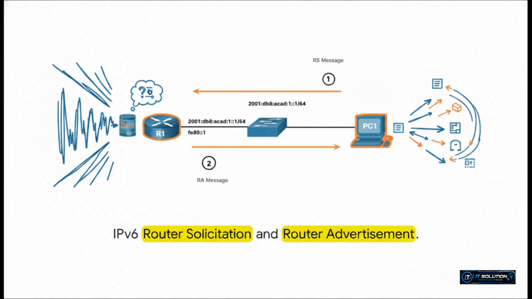Check this out. When an IPv6 device boots up, it doesn't even always need a DHCP server to find its way. Instead, it fires off an ICMPv6 router solicitation message, basically shouting out, "Hey, are there any routers out there?" The local router hears this and dynamically replies with a router advertisement message. That RA message hands the device its network prefix, its default gateway, and literally everything it needs to configure its own global IP address dynamically.